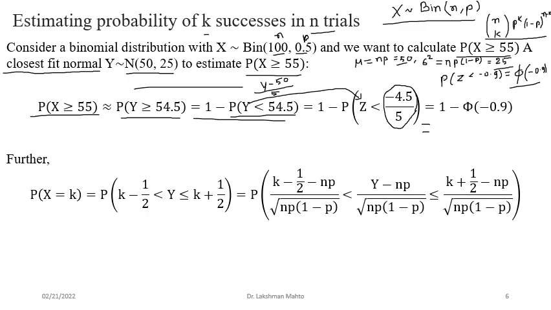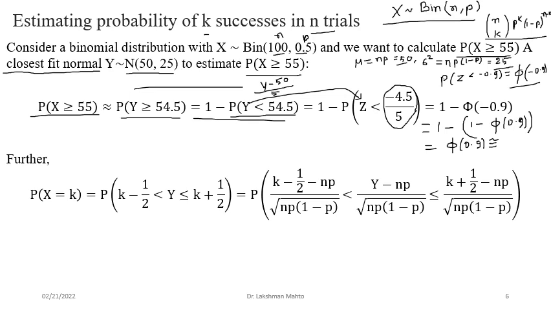So here, using this transformation, we get 1 minus phi of 0.9, and then the 1 and the minus 1 cancel out. Finally it is just equal to phi of 0.9. Tell me what the approximate value of this would be, if your normal table is given to you. From the normal table it would be given, but if I am just trying to guess, what would be the possible value of phi of 0.9? Anyone?